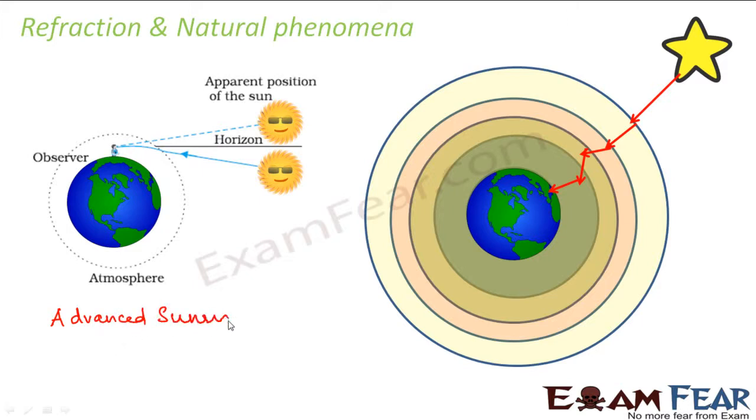As I mentioned in the previous slide, due to this phenomenon of refraction, it often happens that the position which we view is not the actual position. It is an apparent position. Because of refraction, there is a slight lateral shift, because of which the position which we view is not the actual position. The same thing happens because of which there is an advanced sunrise. That means even before the actual sunrise takes place, we are able to see the sun.